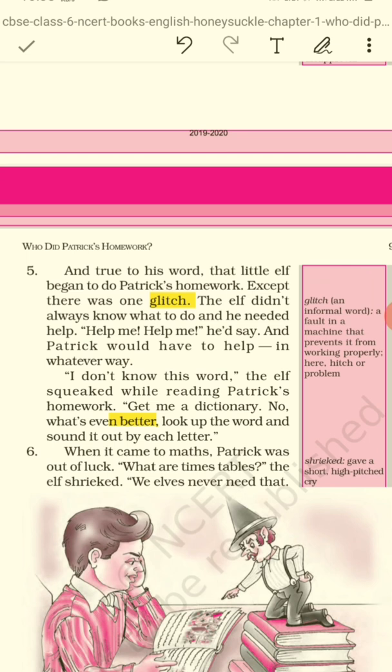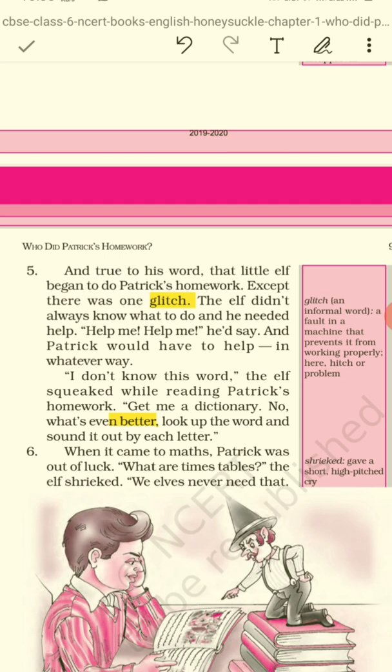I don't know this word. The elf squeaked. Okay. While reading Patrick's homework, get me a dictionary. Dictionary, you all know, it's a word. It's a book containing words and their meanings. No, what's even better? Look up the word and sound it out by each letter.